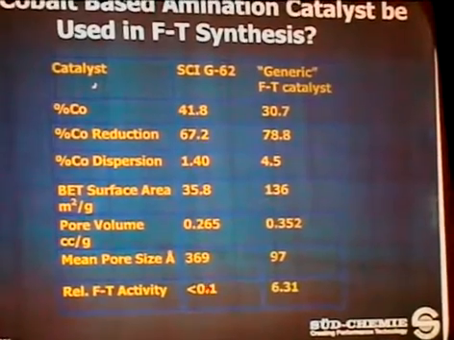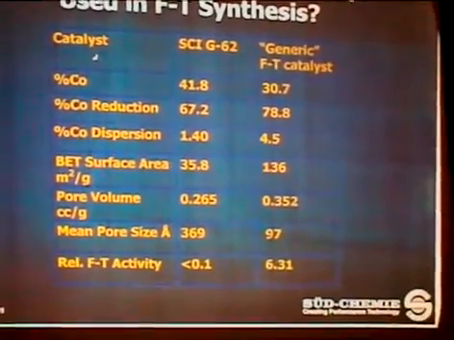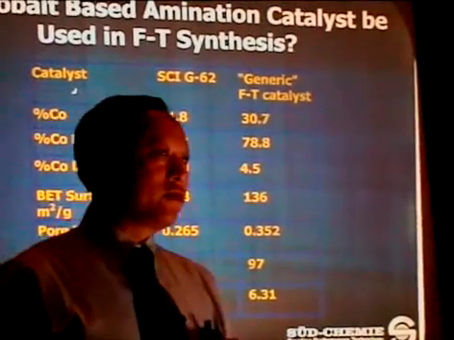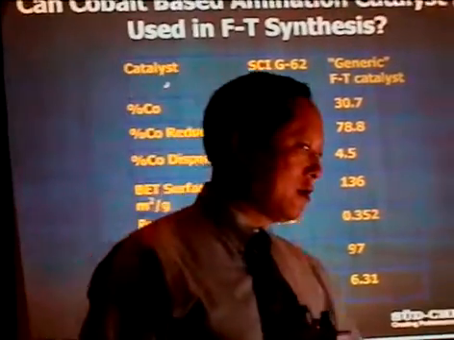Then look at the relative Fischer-Tropsch activity: the so-called generic catalyst gets 6.31, while this amination catalyst, G62, has very low activity. So it looks like just throwing a cobalt catalyst into Fischer-Tropsch does not necessarily work. There's got to be something in the catalyst preparation. By the way, both catalysts were promoted with the same promoter.